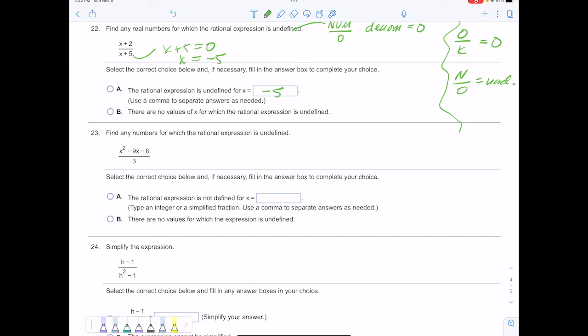Now in number 23, if you notice, the denominator is a number. It's not a variable. That 3 is never going to change. So we don't have to worry about any values that would make the expression undefined. So our answer here is B.